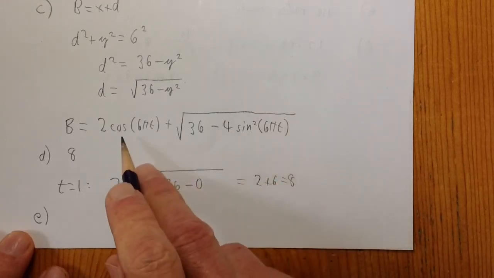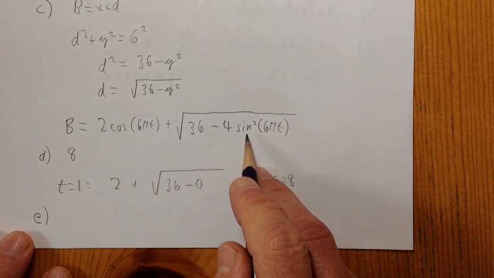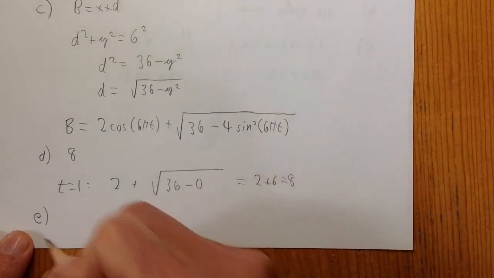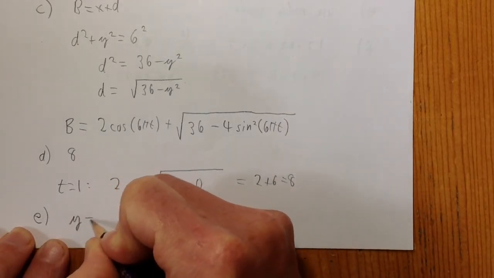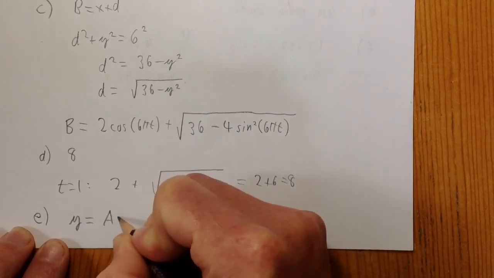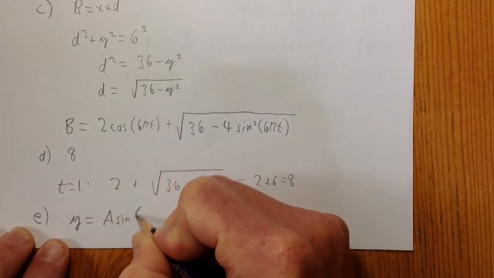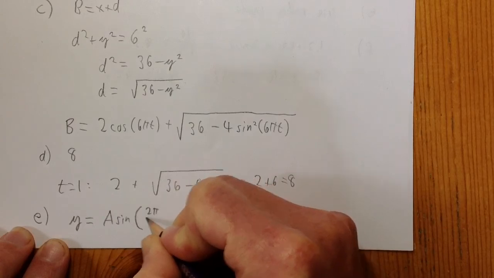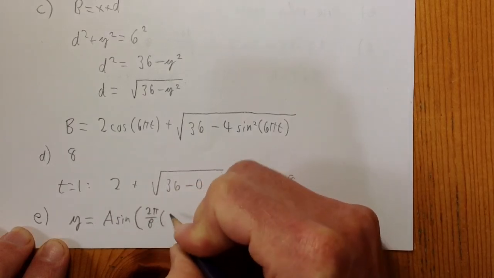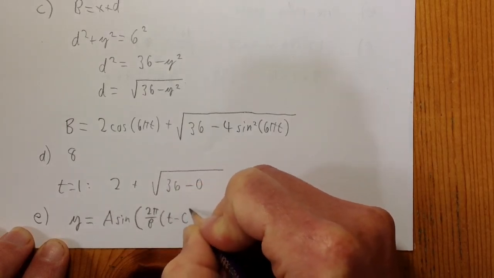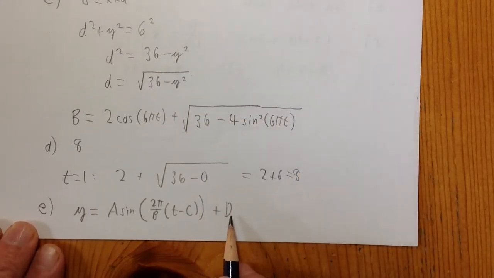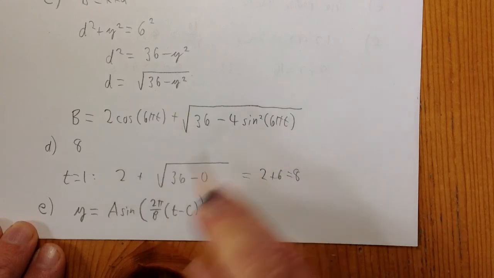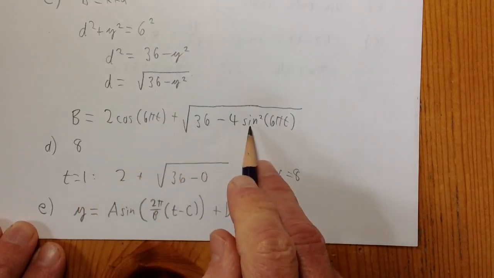Okay, now E says, is this thing here a sinusoidal function? Well, it has cosines and sines in it, so it's kind of sinusoidal-ish. But the book pretty much defines a sinusoidal function as y is equal to a sine of 2 pi over b times t minus c plus d. That is a sinusoidal function. This, you can't write as that. They can't say put this in standard form.